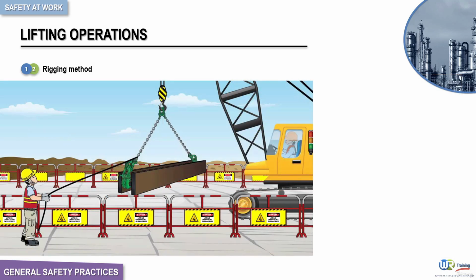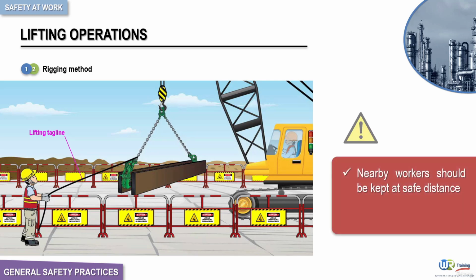The following picture illustrates the use of a lifting tag line. Here, the tag line is used to maneuver the suspended load and keep it from rotating and swinging. In these situations, it is important to keep in mind that nearby workers should be kept at a safe distance, and that the tag line should never be entangled. Otherwise, the load will be destabilized, it may rotate and swing, causing a hazardous situation.